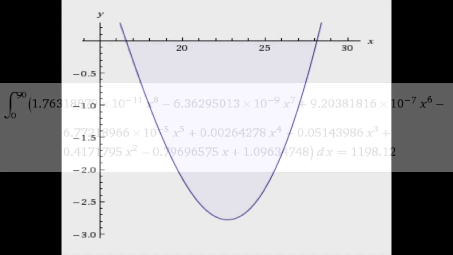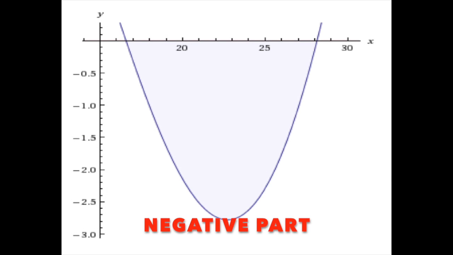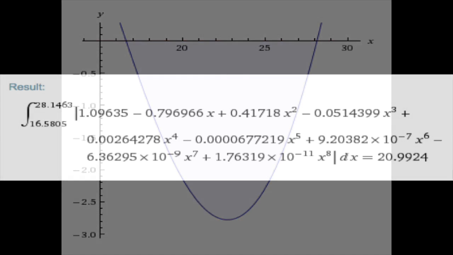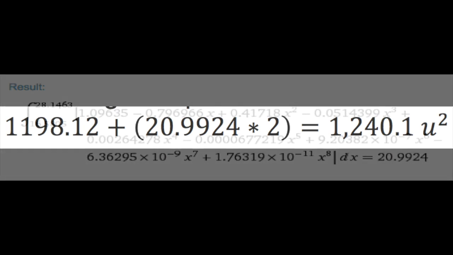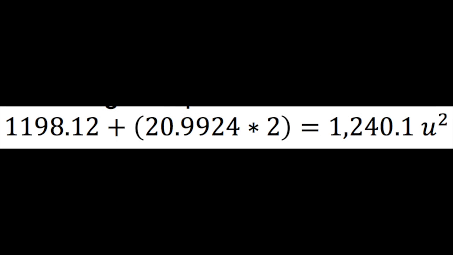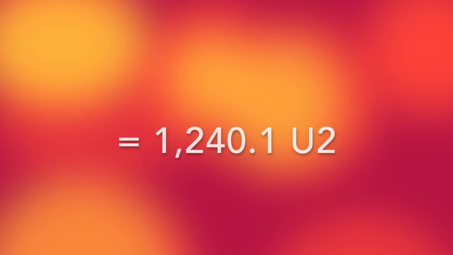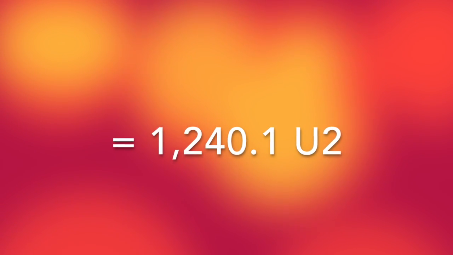One got us 1198.12, and the other one, the negative part, we got 20.99. We multiplied this one times 2 and then added it to the other area we got. So the result doing both methods, we got 1240.1 units squared.